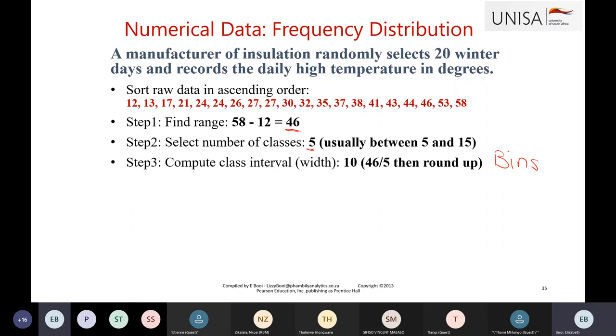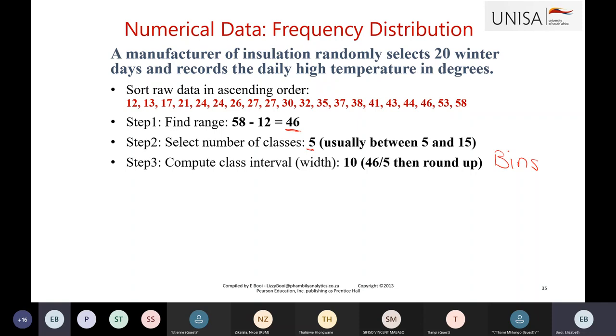So 46 divided by 5 gives me 9.2. I can either say I'm going to create the class width or the distance to be 9, or I can take a decision and round it up to the nearest tenths, because then my start point and my ending point will be cleaner in that way. There's nothing wrong with creating 5.5 to 10.5 or 9.2 to, you can do it that way, but for the purpose of the demonstration, so that nobody asks me that 46 divided by 5 is not 10, I've rounded it up and I killed maths in this way.